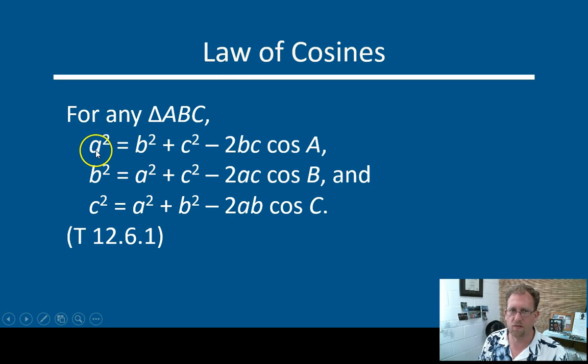So if you're looking for a, it's a over here, and everything else is b and c. If you're looking for b, it's b over here, and everything else is a and c. If you're looking for c, it's c over here, and everything else is a and b. Okay, so that's the pattern for the law of cosines. In my class, you will always be able to have that table of theorems. So this is just so you know which one to use. You don't necessarily have to commit it all to memory. All right, let's see how this works.